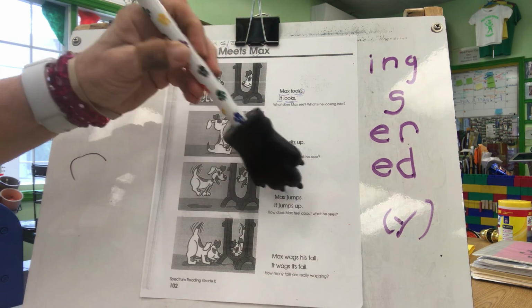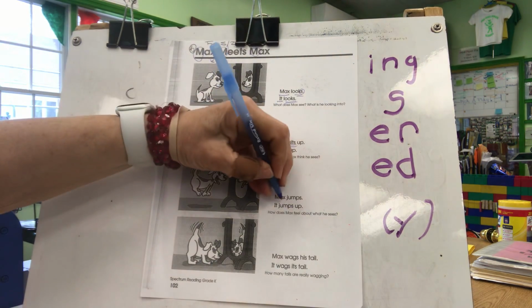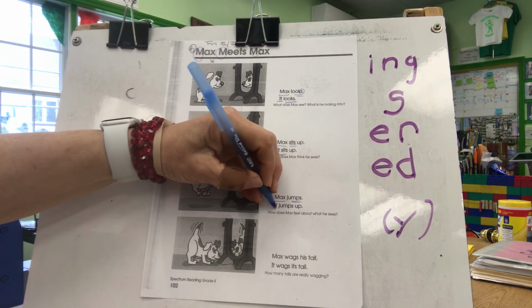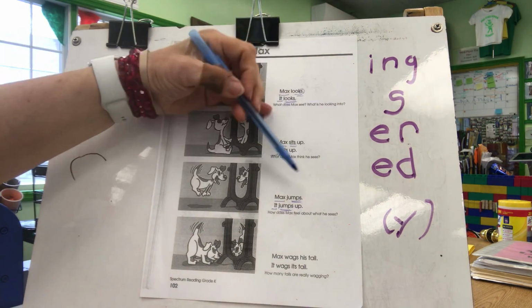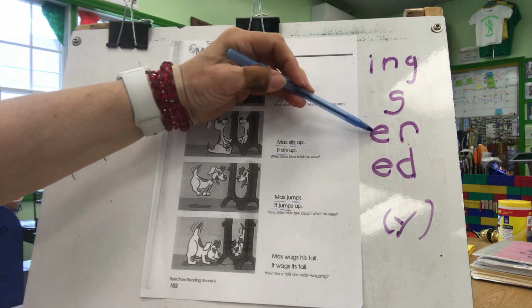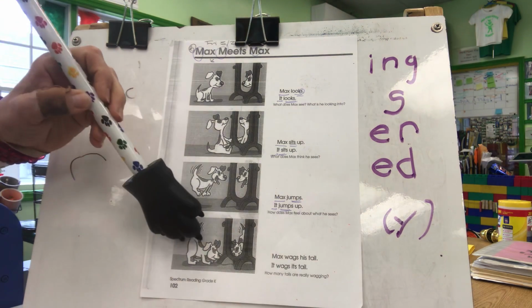Max jumps. It jumps up. All right, 1 line under Max, 2 under jumps. 1 line under it, 2 lines under jumps. That's our action verb. Jumps, jumping, jumper, jumped. And it does the same thing. Why does it do the same thing? What do you think it is? Look at the last picture.